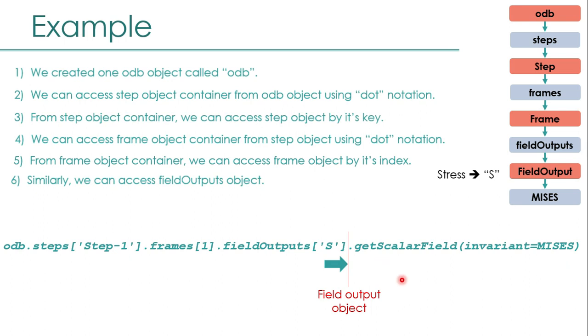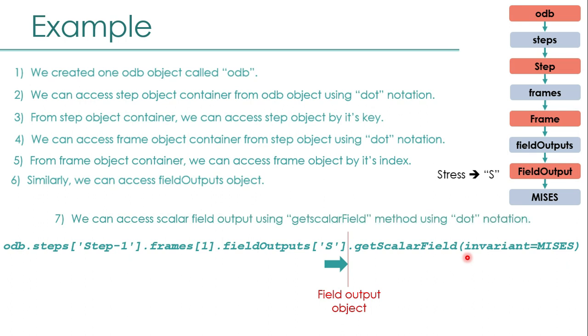But now to get the Mises stress, we are using a method. There is a convention that if you are using a particular method, then you have to use the parenthesis to give the arguments to that function or method. Okay, you might ask why we are using a method here. Can't we directly access this Mises stress data without using the method?